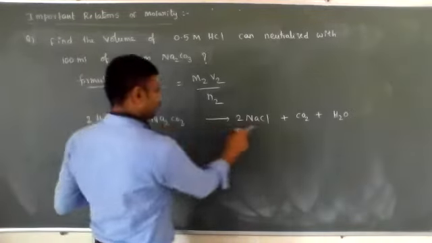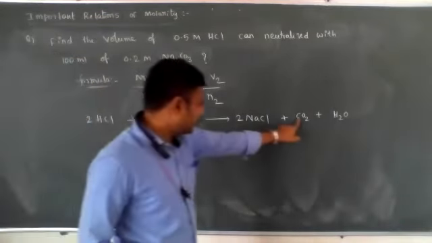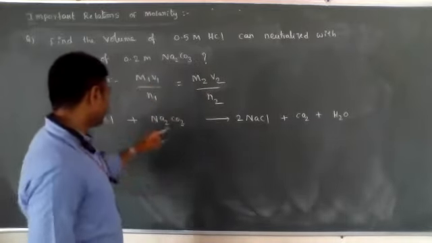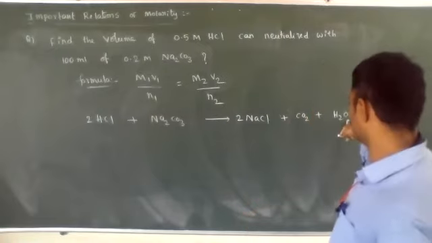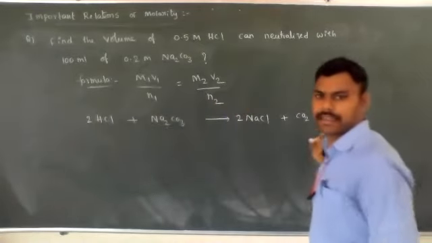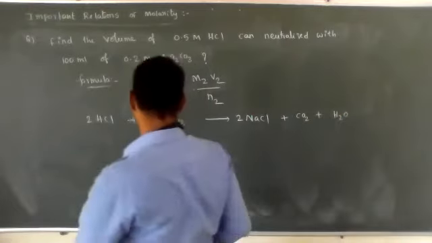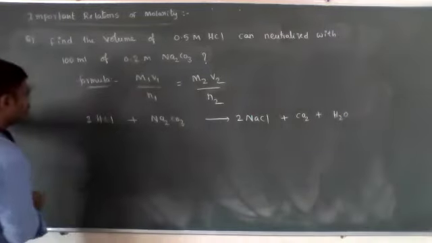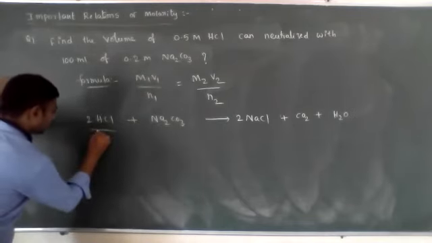Then sodium and chloride both are balanced. Now carbon 1 is present and here also 1 is present. And oxygen atoms 3 are present and 2 plus 1, 3 are present. And hydrogens 2 are present, then 2 hydrogens are present. Now it is balanced in the chemical equation. So in this balanced chemical equation, this is for HCl.